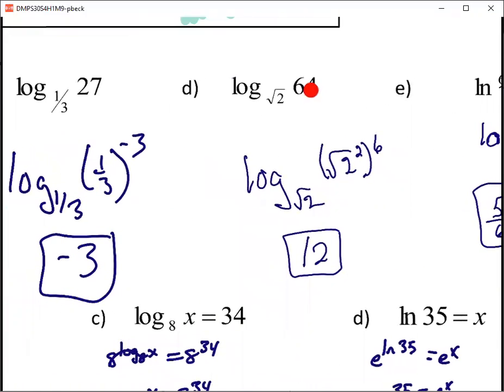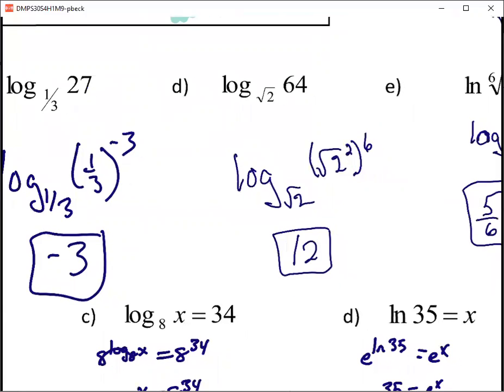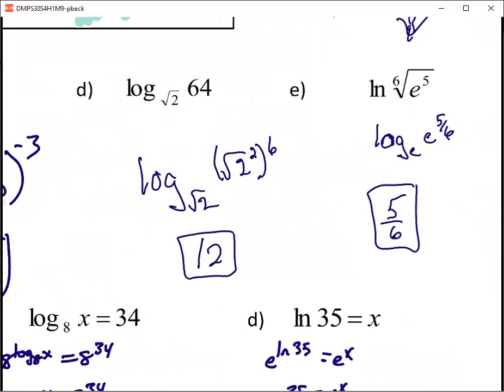Same thing here. How do I turn 64 into a base square root of 2? Well, square root of 2, if we square it, becomes 2. And then if we take that to the 6th power, it becomes 64. So now by exponent rules, we can multiply these two together to be the 12th power. So log base square root of 2 of square root of 2 to the 12th is 12. Again, because logarithms and exponentials invert each other.